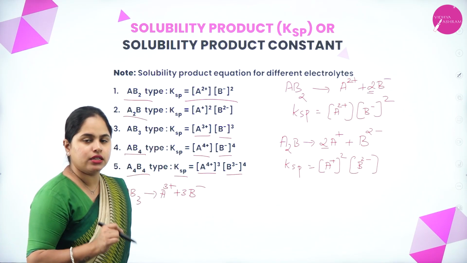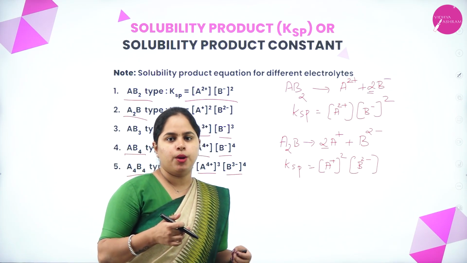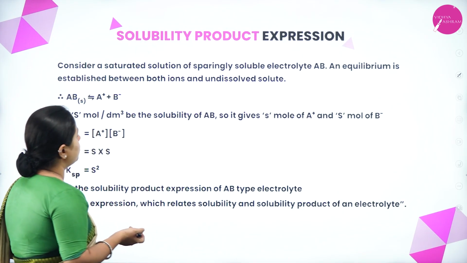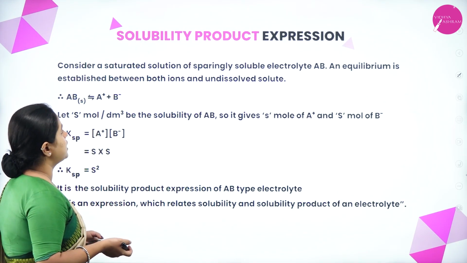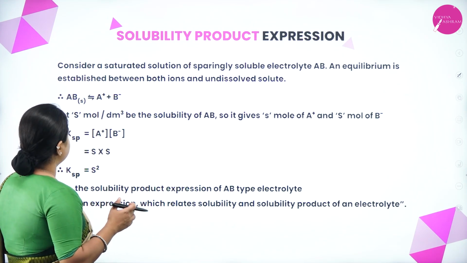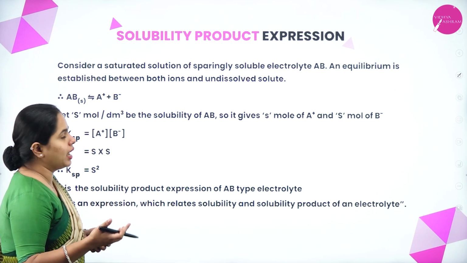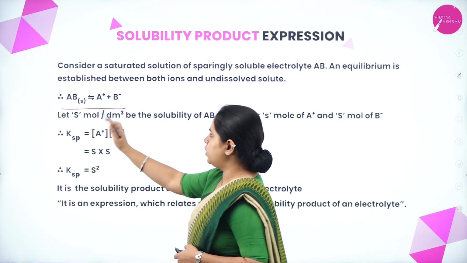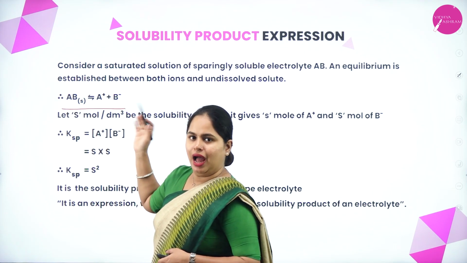So I hope it is clear. This is how you write the solubility product for various electrolytes based on their type, right? The next one is solubility product expression. Consider a saturated solution of a sparingly soluble electrolyte AB. An equilibrium is established between both ions and undissolved solute. So the same case we are going to consider here. You have an equilibrium existing between AB and its ions.